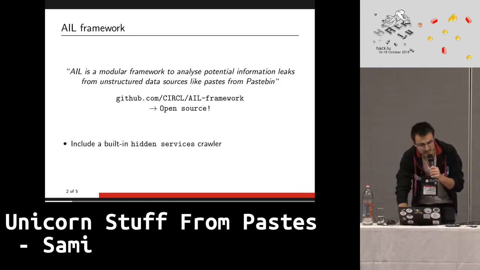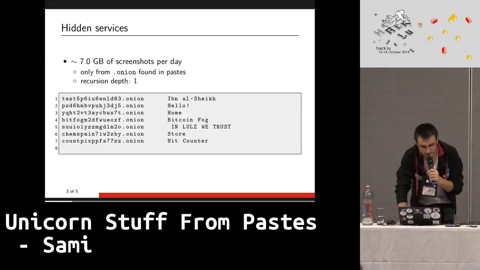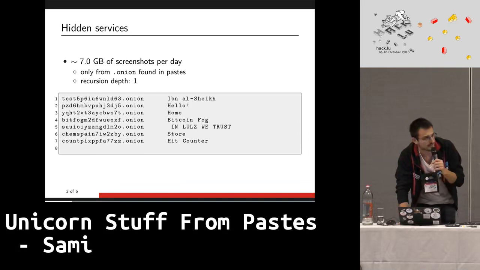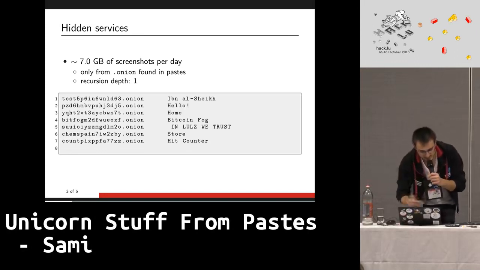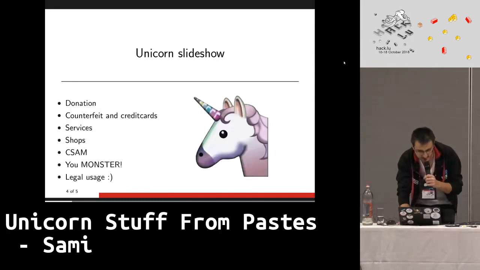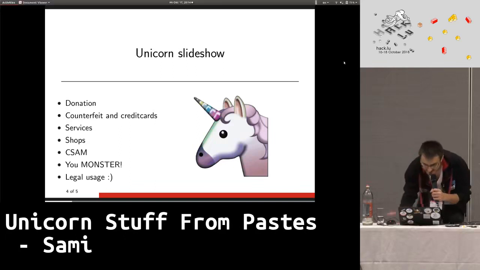Recently, we included a new module, which is a built-in hidden services crawler, and I'll show you some results we get from it. On average, with this new tool, we have around 7 gigabits of screenshots per day, only from Onion links we can find on Pastis. And we are only crawling with a depth of 1, meaning that if we increase the depth, we will have way more data. Just below, this is an example of an Onion list that we can find on Pastebin. So let's go with the slideshow.